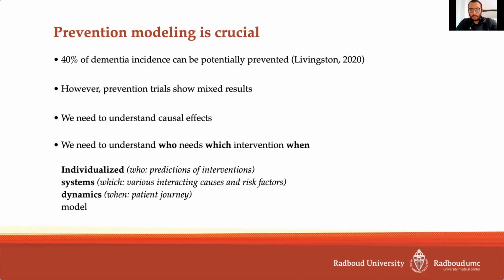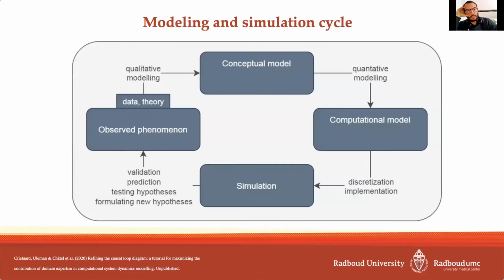I believe this suggests that we need to better understand, firstly, the causal effects of these risk factors, and secondly, who needs to receive which intervention when, in order to know how to maximize the effect of these interventions for each individual. We aim to address both of these points using an individualized system dynamics model, where the system of risk factors is simulated over time for each individual.